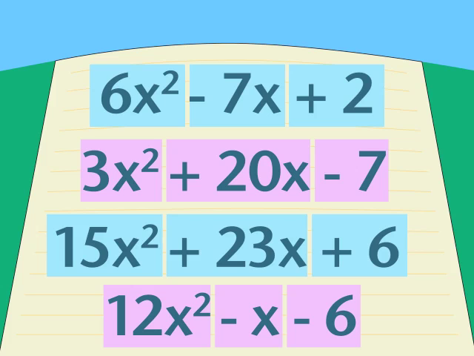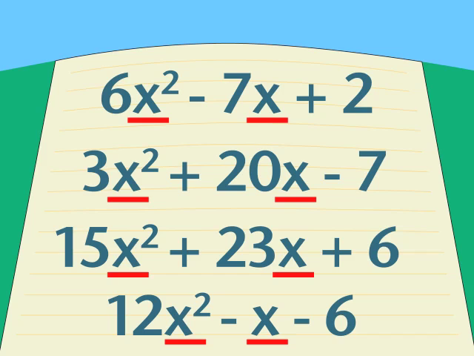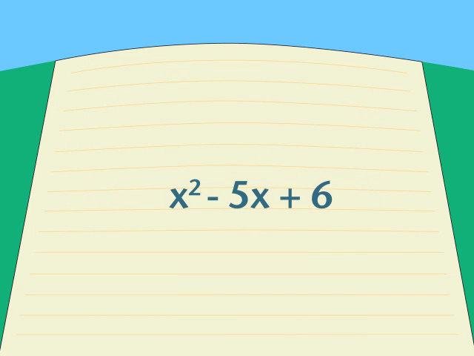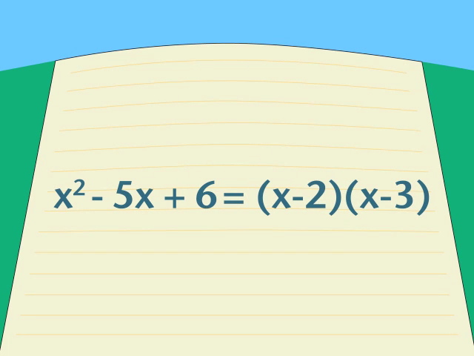Second, they all have the form x squared and x and a number. And this is important. The first coefficient, the number that goes with the x squared, is not 1. If the number was 1, you'd have 1x squared, which is the same as plain x squared, and you wouldn't need this module at all, because as we saw in the module on simple factoring, there's an easy way to factor a trinomial like that.